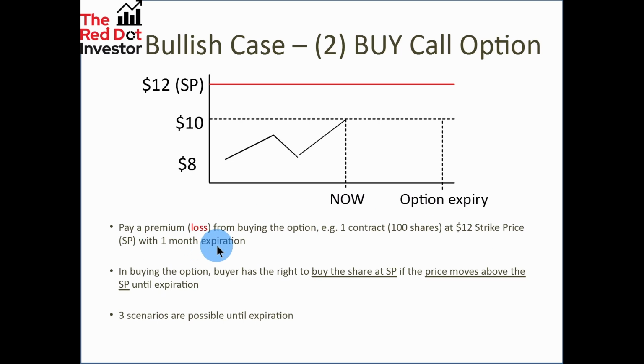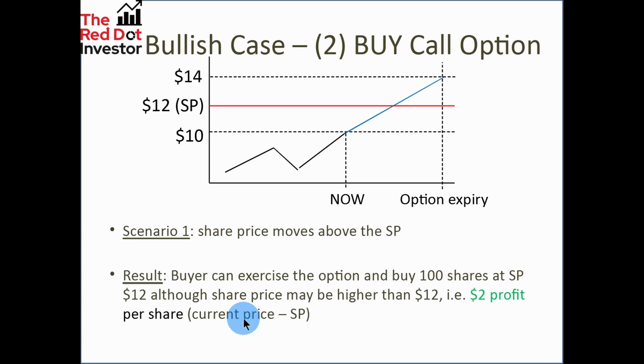So in buying this option, I as a buyer have the right to buy the share at strike price if the price moves above the strike price until expiration. Again, 3 scenarios are possible. The first scenario is whereby the share price moves above the strike price. So in this scenario, you can see quite clearly that at option expiry, the share price is actually trading at $14 per share. And this is above the $12 strike price that we agreed upon.